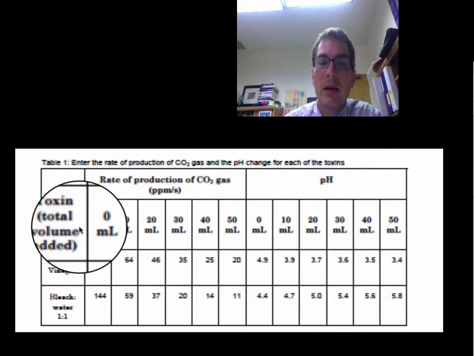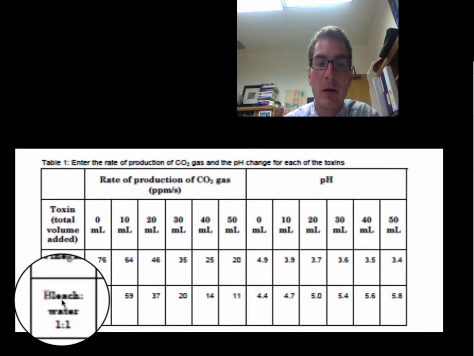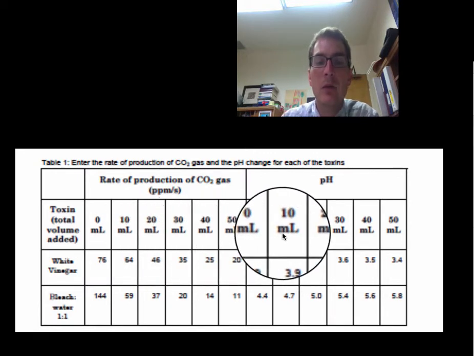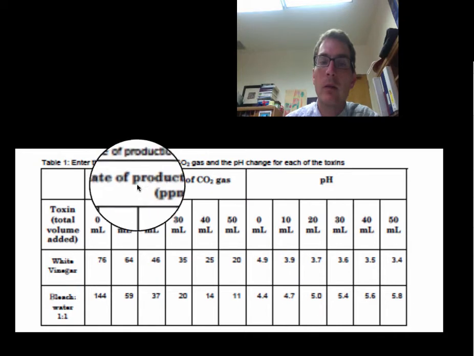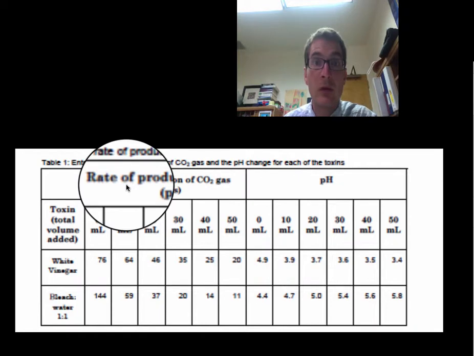And so if you see here, I have rate of production of CO2 gas here and pH here, vinegar, bleach, and then each of those volumes. And so what's really valuable about this is the rate of production of CO2 gas. So you notice that's not CO2 concentration, right? You measured CO2 concentration. That was your dependent variable. But of course that variable, the dependent variable, was really a proxy for understanding how those organisms were doing, right? So the rate of CO2 production is a proxy for their metabolic processes, cellular respiration rate, and thus their health.